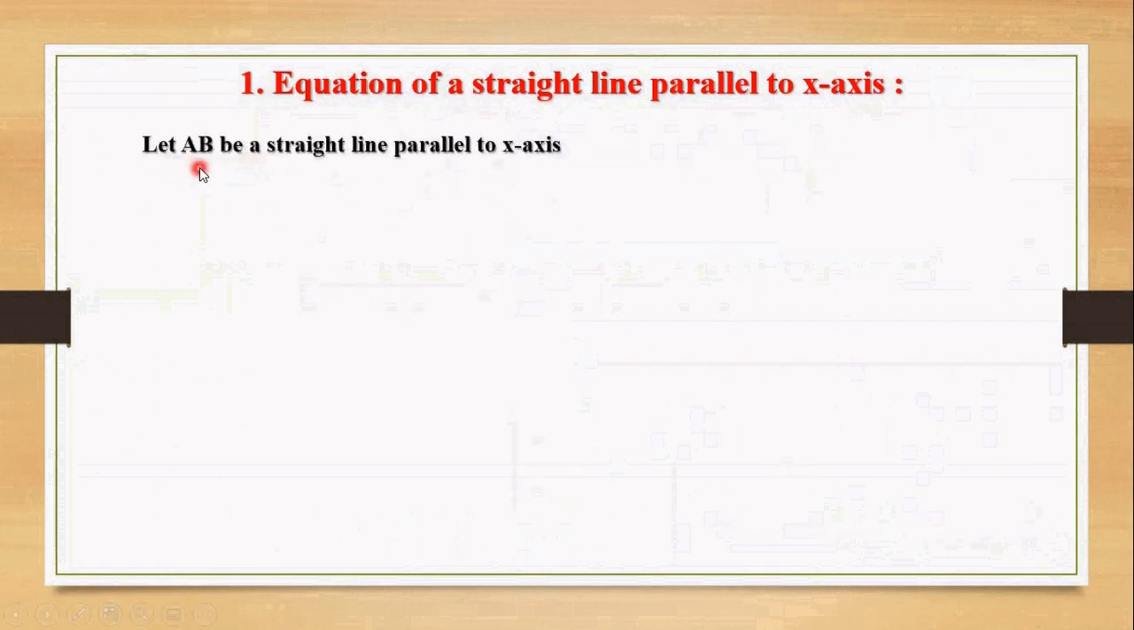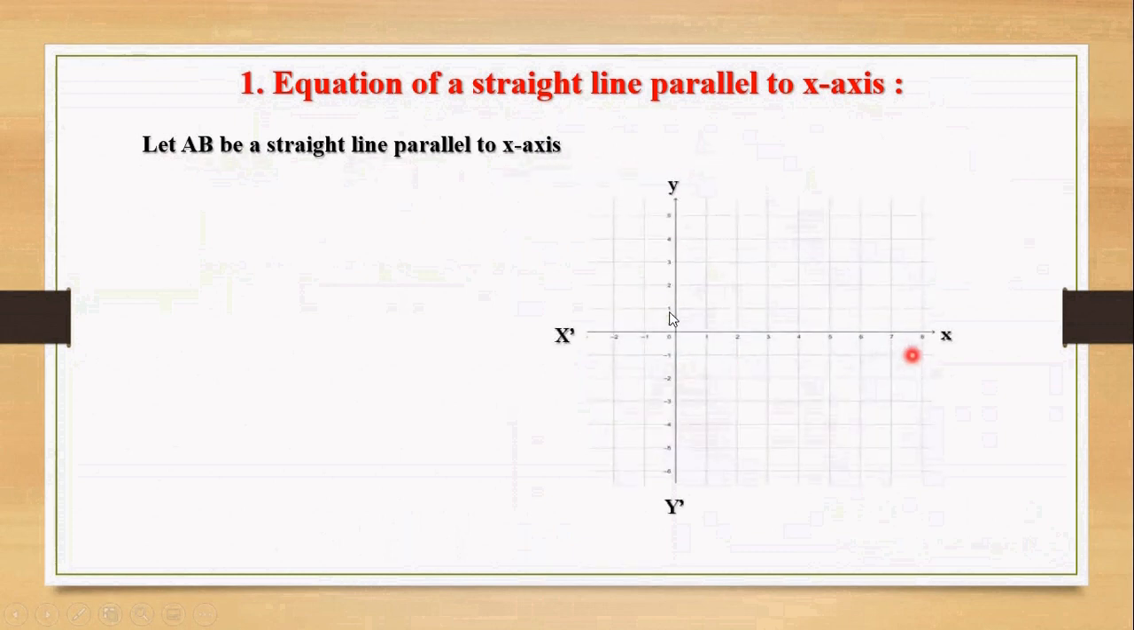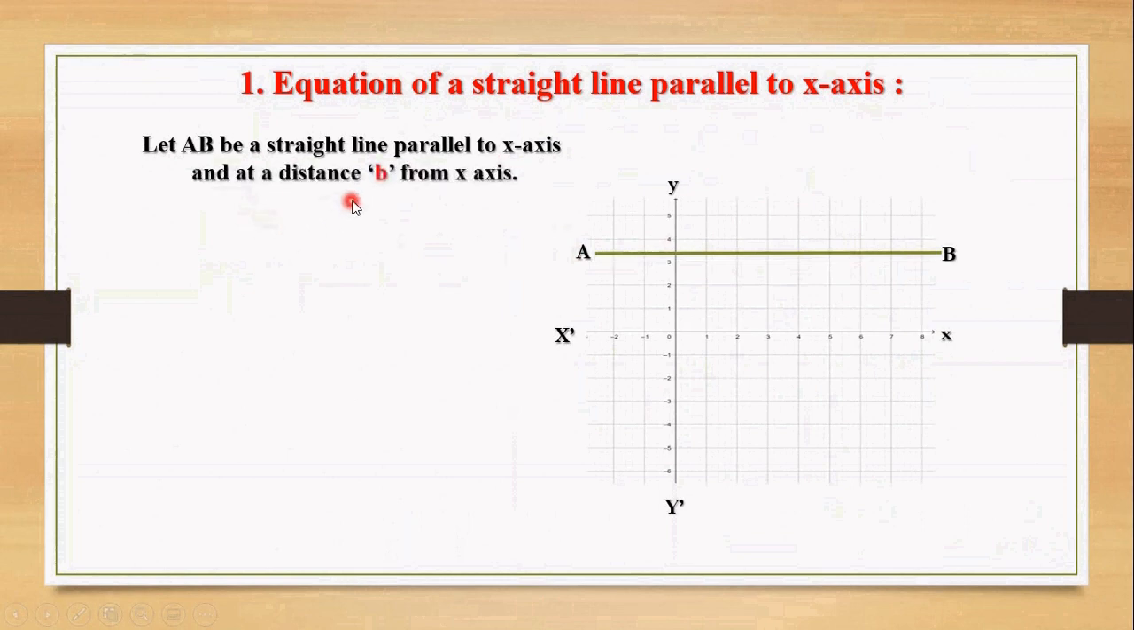Let us consider a line AB which is parallel to x-axis. Let's draw the figure. Here it is the coordinate axis and the line AB which is parallel to x-axis. Let this line AB be at a distance b from x-axis. Distance between the line AB and x-axis is b units.